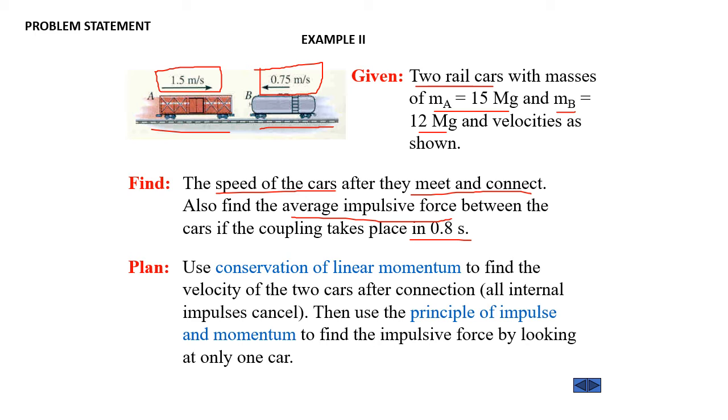So our plan for solving this problem is first to use the conservation of linear momentum to find the velocity of the two cars after connection. All internal impulses will cancel. Then we use the principle of impulse and momentum to find the impulsive force by looking at only one car.